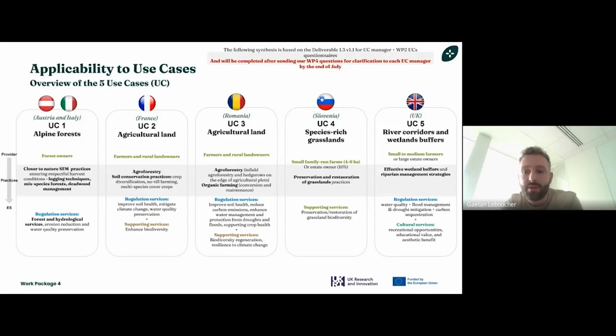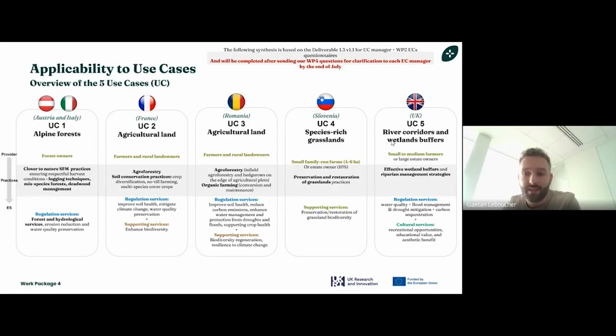Use case number 4 is based on the Slovenian context and species-rich grasslands. Here, small family-run farms are targeted, so very small farms compared to the French context, for example. And the practices targeted are about preservation and restoration of grassland practices, so it's quite general. It will have to be precised later. And the supporting services targeted are about preservation and restoration, so yeah, quite general.